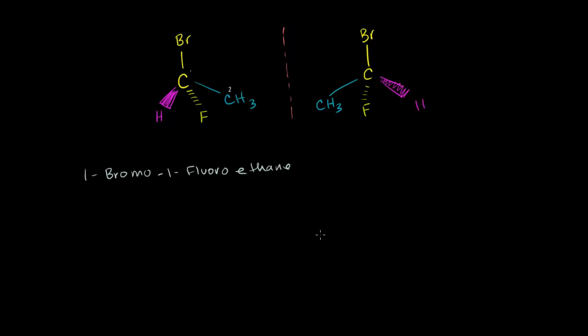Now, based on our naming so far, we would name this 1-bromo-1-fluoroethane, and we would also name this 1-bromo-1-fluoroethane. But these are fundamentally two different molecules. Even though they have the same molecular formula, they have the same, I guess you could call it, constitution, in that this carbon is connected to a hydrogen, a fluorine, and a bromine. This carbon is connected to the same things. This carbon is connected to a carbon and 3 hydrogens. So is this one. These are stereoisomers, and they're mirror images of each other. So they're enantiomers.